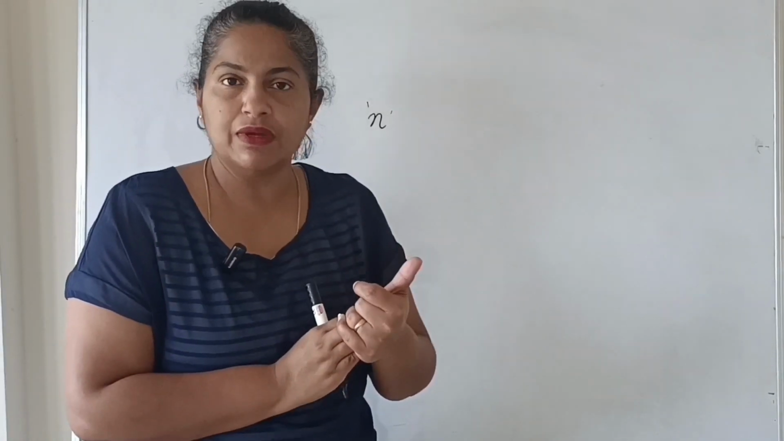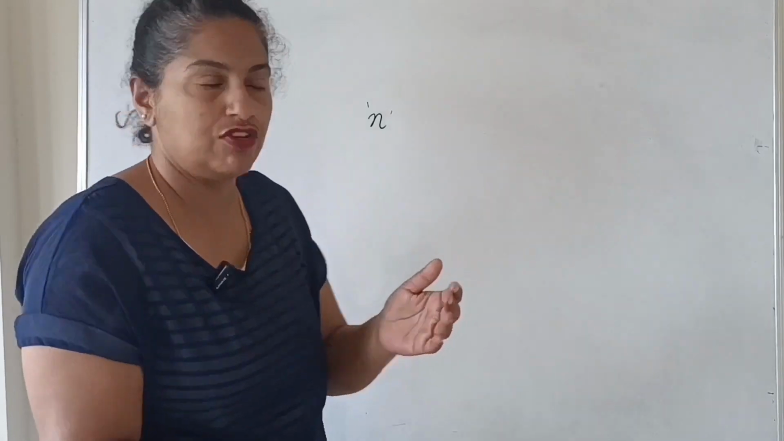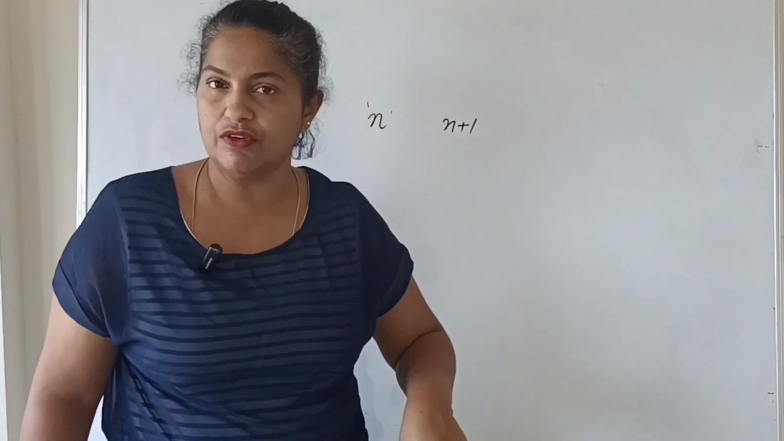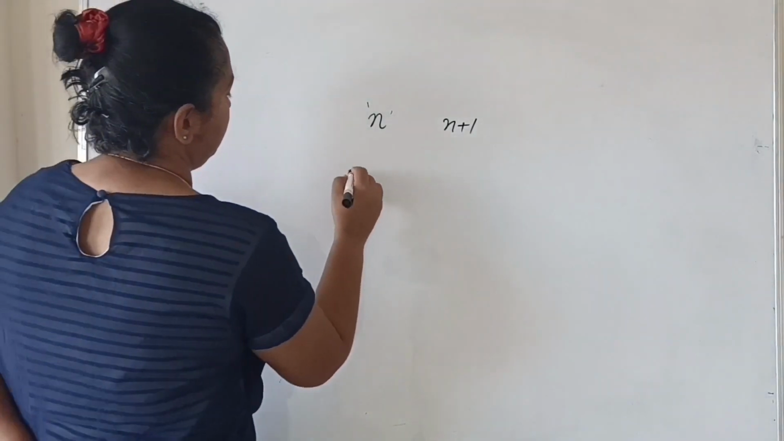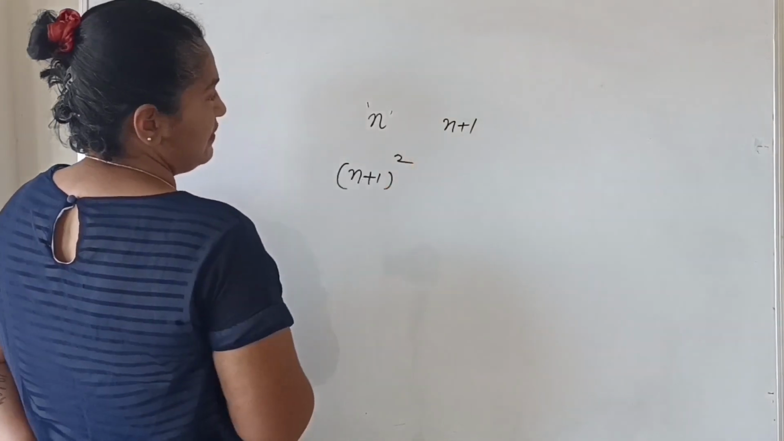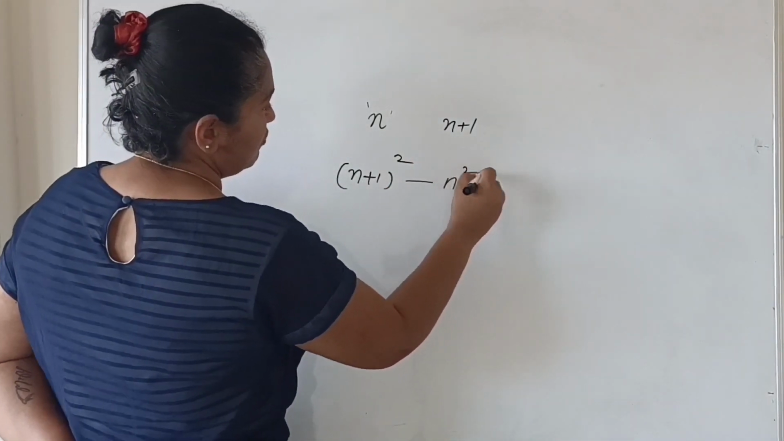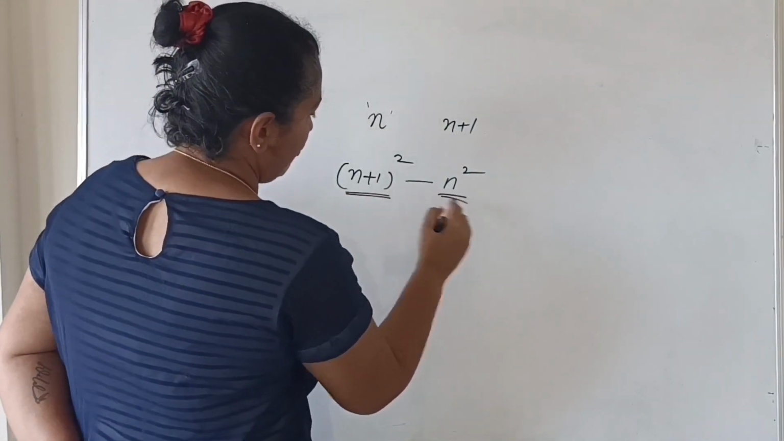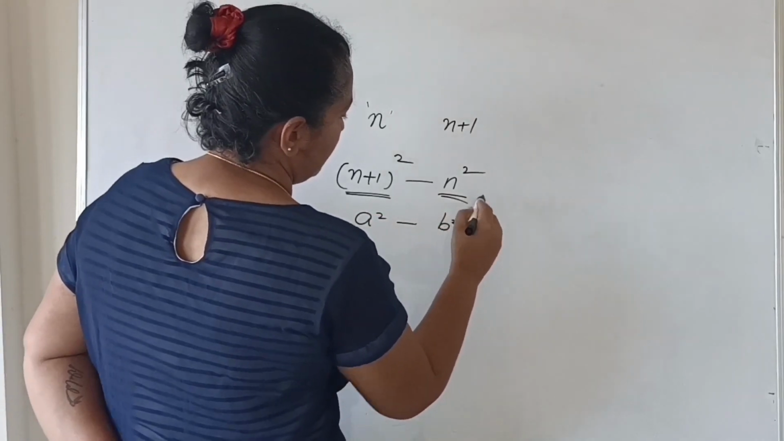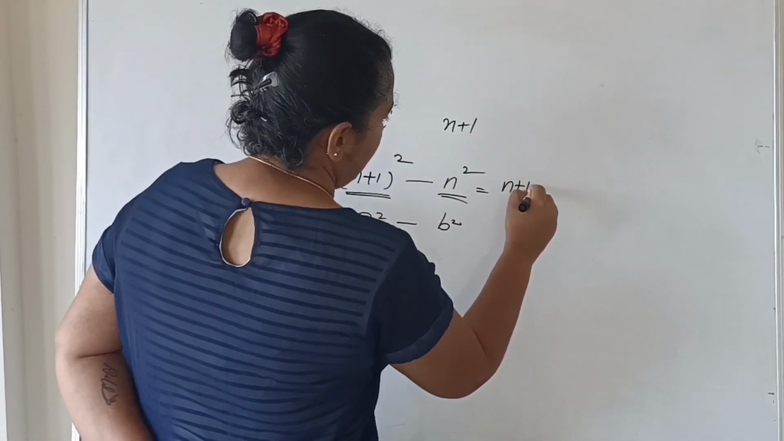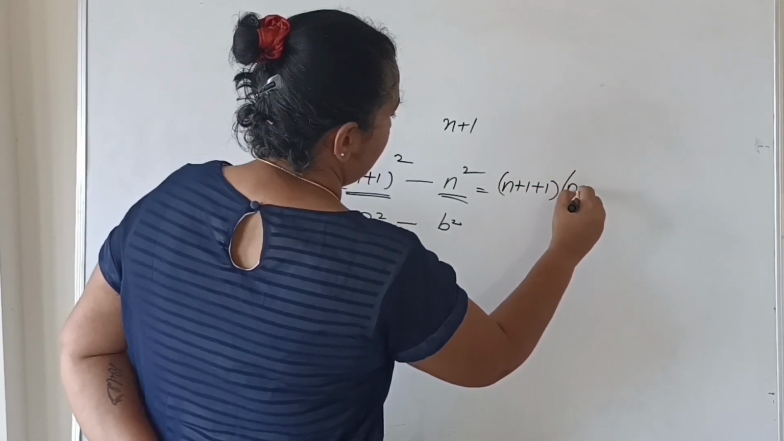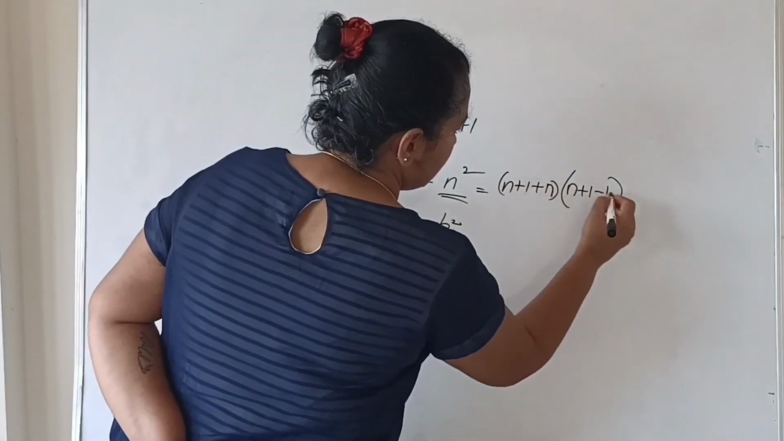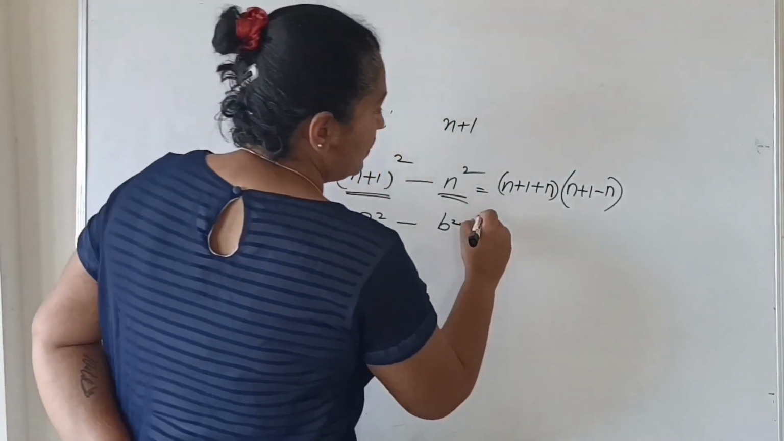If you are representing a natural number as n, what is the consecutive natural number? The next natural number will be n plus 1. So if my first natural number is 3, the next natural number is 3 plus 1, 4. Now I am squaring the second natural number and subtracting from the square of the first natural number. This is of the form a square minus b square, which is equal to a plus b into a minus b. Sorry, my bad, a minus b.